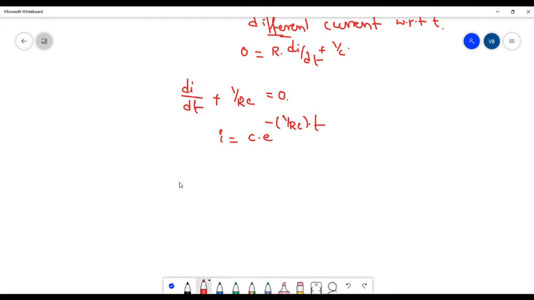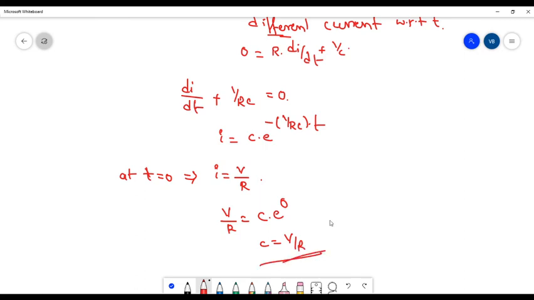Whenever t is equal to 0, the current I is equal to V by R, because the capacitor acts like an open circuit. So here only the resistor current, V by R, you can get. Substituting t equals 0, V by R equals C into e power 0. Then the C value equals V by R. Now substitute this value in equation 1. What do you get?